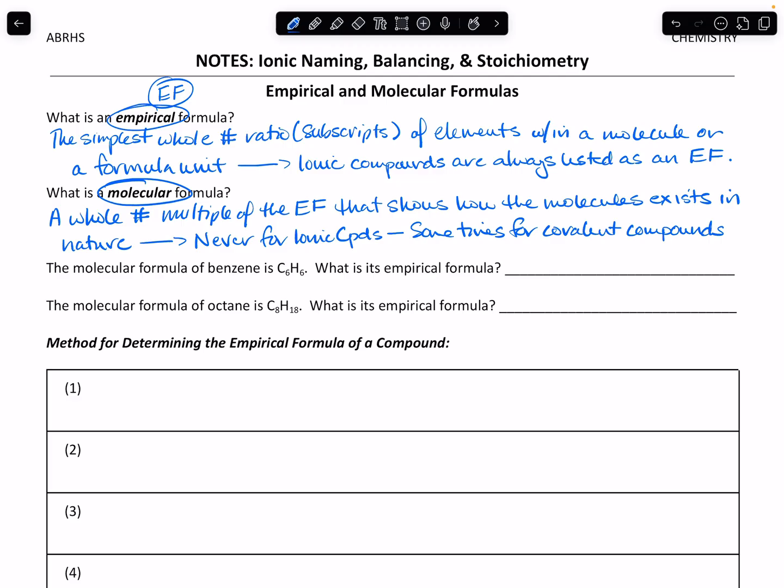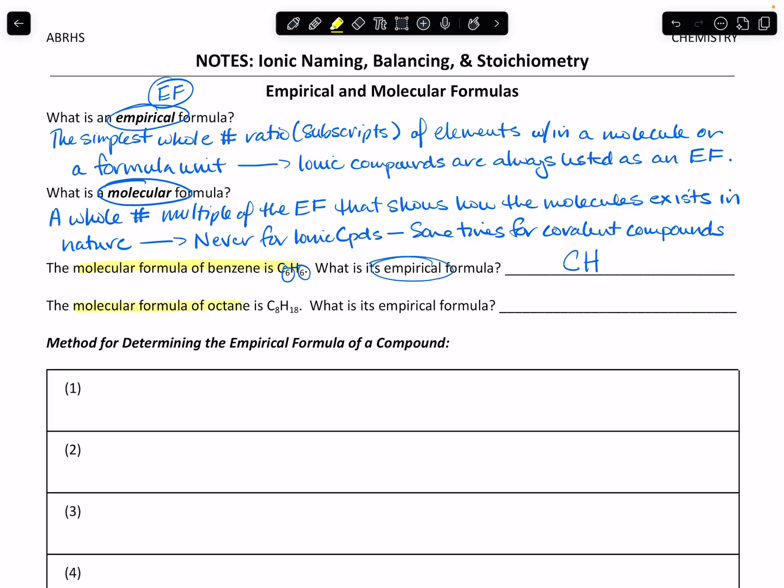All right. So the molecular formula of benzene is C6H6. What is its empirical formula? So we look at those subscripts and we ask if there's a common denominator, and here there is, 6. So if I divide both by 6, I get the simplest version of that formula, which is CH.